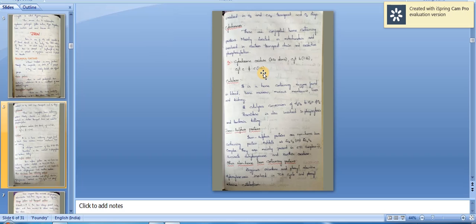Next, catalase. It is a heme containing enzyme found in blood, bone marrow, mucous membrane, liver and kidney. It catalyzes the conversion of hydrogen peroxide, H2O2, to water and oxygen molecule.